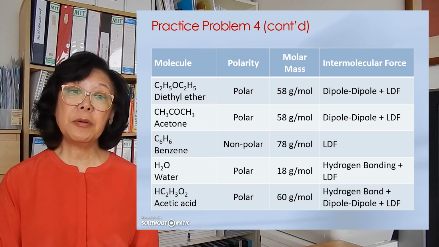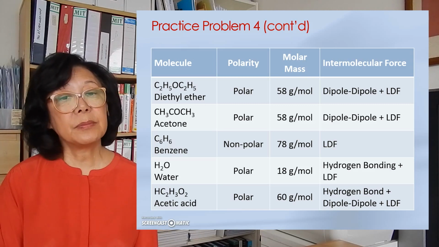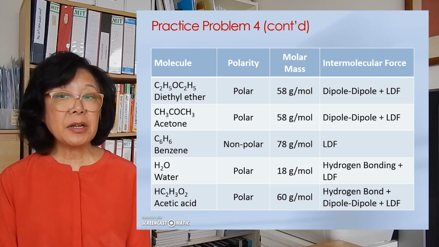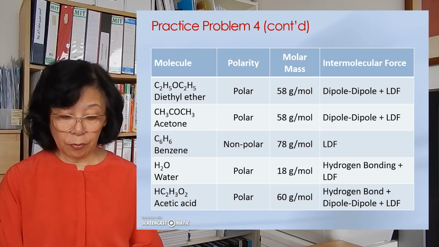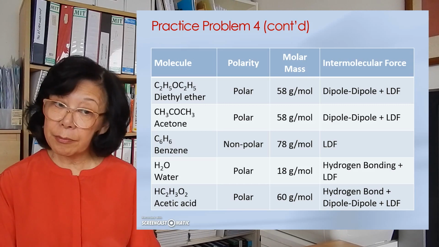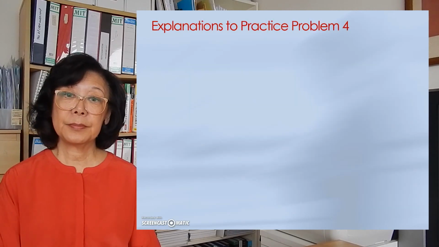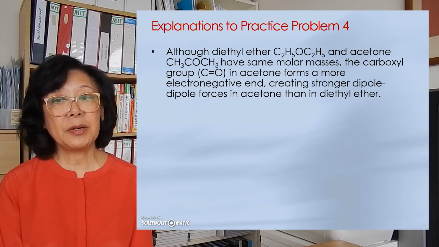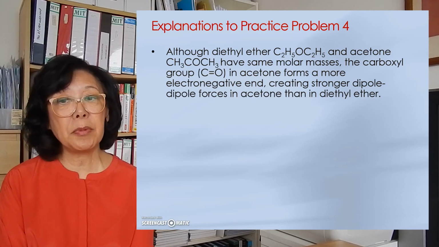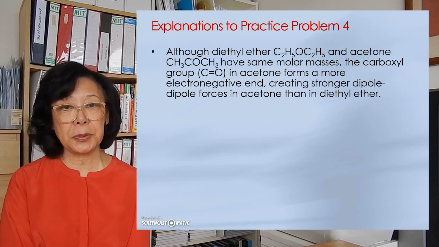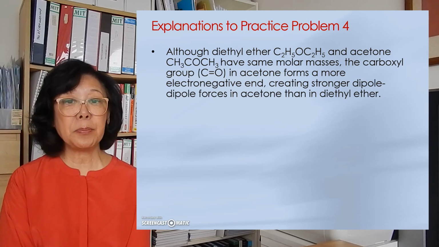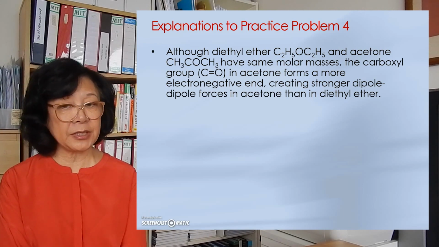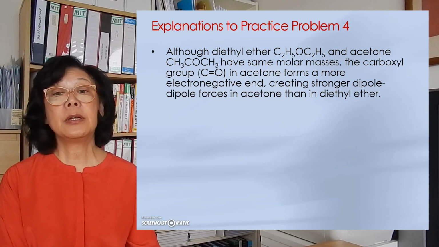Here's a table documenting the formula of each molecule, their molar mass, the kind of intermolecular forces they have, and whether the molecule is polar or nonpolar. When we look at diethyl ether compared with acetone, they both have the same molar masses, but the carbonyl group in acetone forms a more electronegative end, creating stronger dipole-dipole forces in acetone than in diethyl ether.